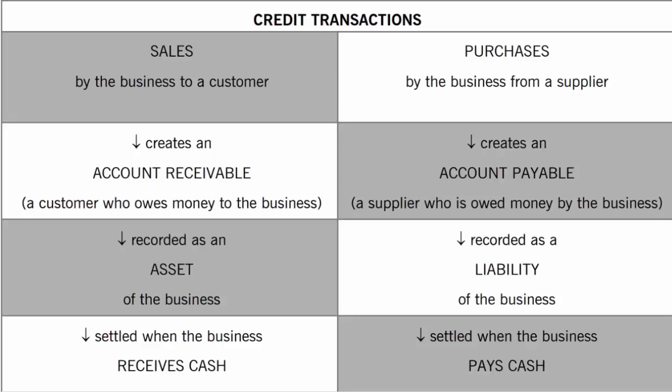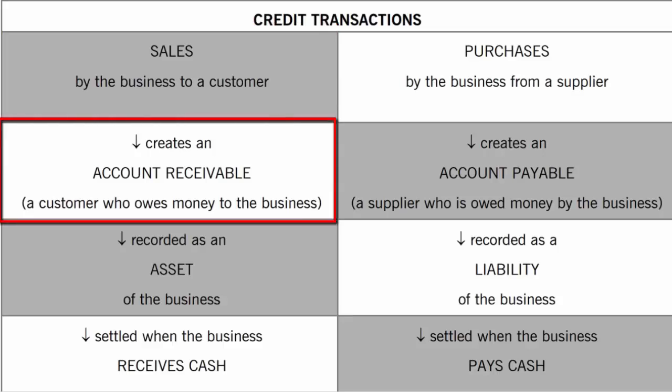2. What does this create? This transaction creates an accounts receivable. An accounts receivable is the money owed to the business by the customer. Think of it as a promise of payment that hasn't been fulfilled yet.